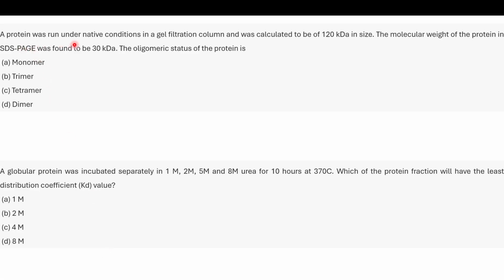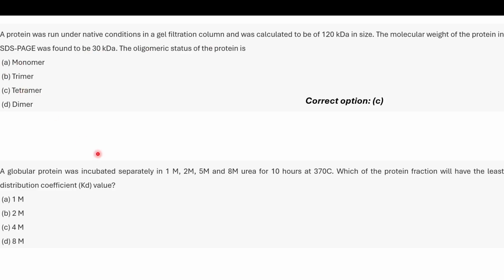Now, the protein was run under native conditions in SEC and was calculated to be 120 kilodalton in size. The molecular weight of the protein in SDS-PAGE, where everything is denatured, was found to be 30 kilodalton. So this is the monomeric form, right? Then what will be the oligomeric status of the protein? Yes, because 120 kilodalton divided by 30 is 4, it will be a tetramer.